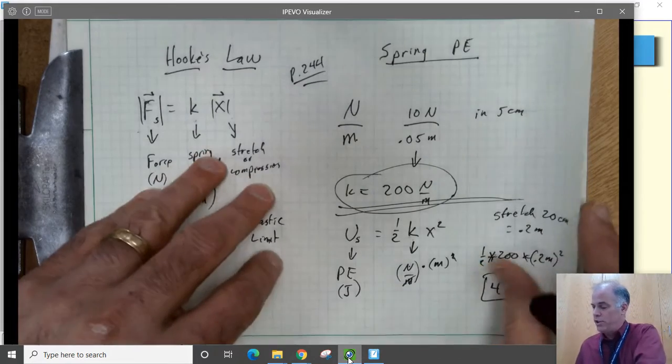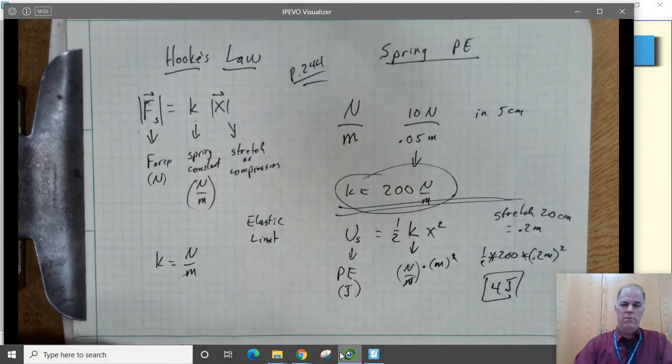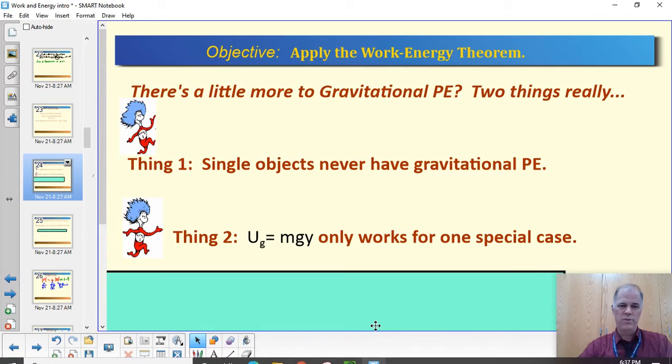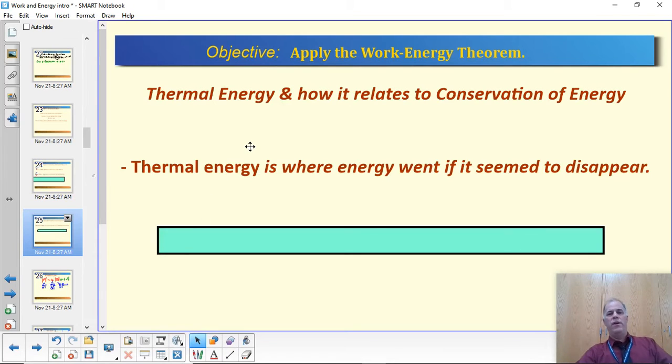Okay, so that's spring potential energy. What does that leave us with here? Let's go back to this one. And that brings us to thermal energy. We're wrapping it up here, getting close to the end.